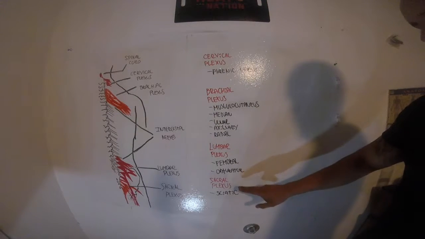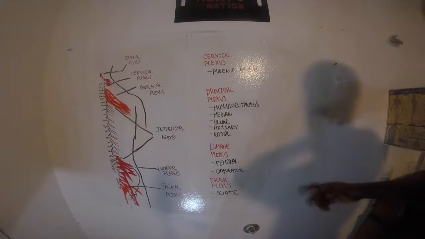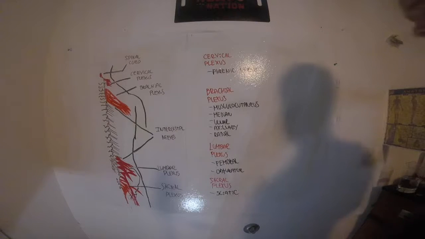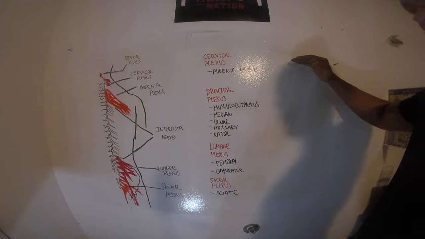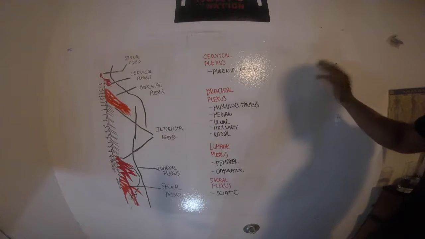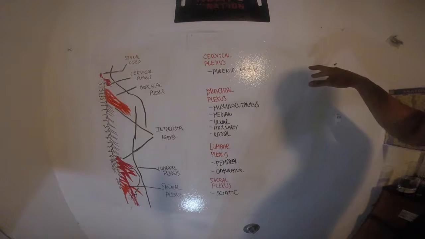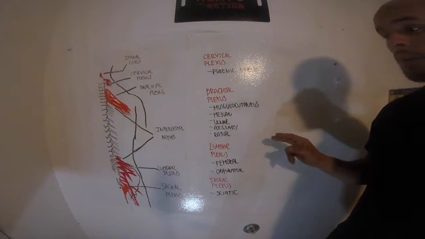And last but not least, in the sacral plexus, we have the sciatic nerve. So the sciatic nerve is actually a nerve that passes through the sciatic notch of the hip bone, and it splits into two different nerves called the tibial nerve and the common fibular nerve. And this split happens just above the popliteal region of the knee, which is the posterior aspect of the knee. So right above the knee joint, the sciatic nerve splits into the tibial nerve and the common fibular nerve in order to innervate the muscles of the lower leg and foot.